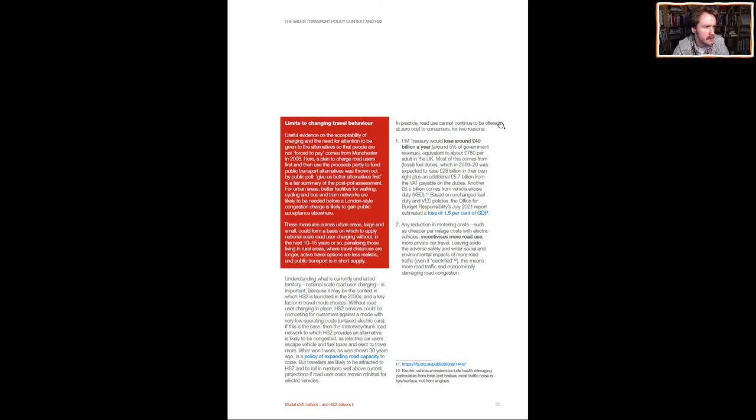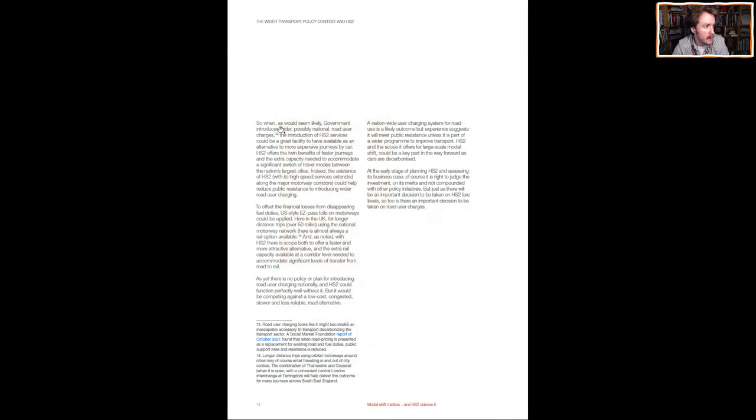It's talking about the fact that increasingly road usage is offered at zero cost. And in practice, road use cannot continue to be offered at zero cost to consumers for two reasons. One, as fuel duty drops away, HM Treasury would lose around £40 billion a year from fuel duty, a big hit. Number two, any reduction in motoring costs, such as cheaper per-mile costs with electric vehicles, incentivises more road use, more private car travel, leaving aside the adverse safety and wider social and environmental impacts of more road traffic, even if electrified. This means more road traffic and economically damaging road congestion, absolutely.